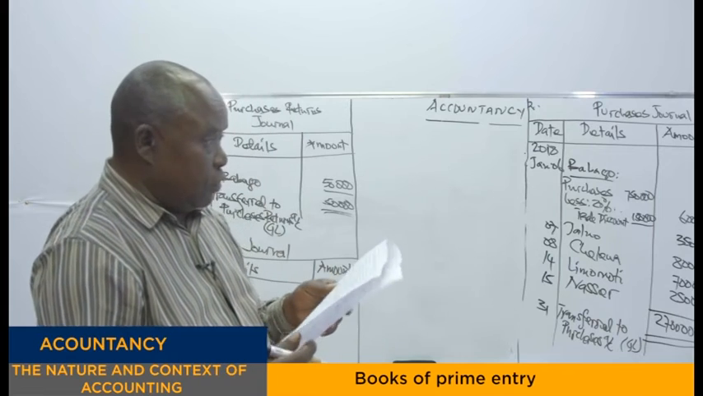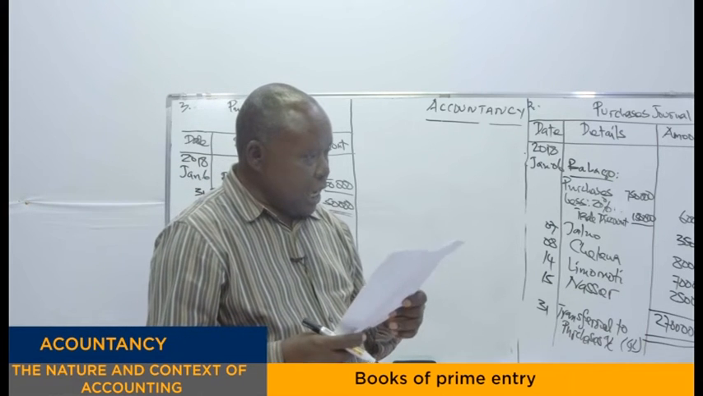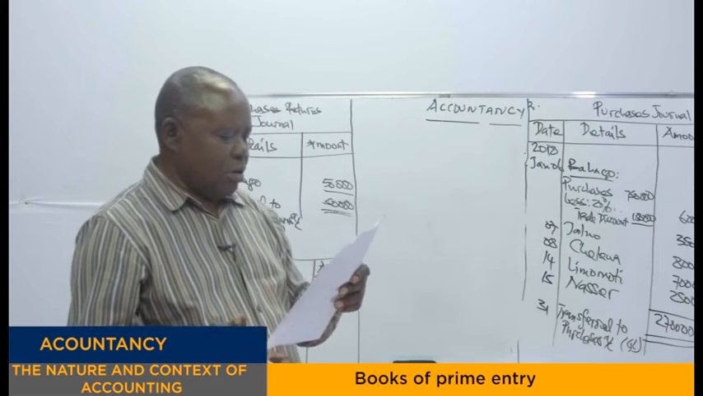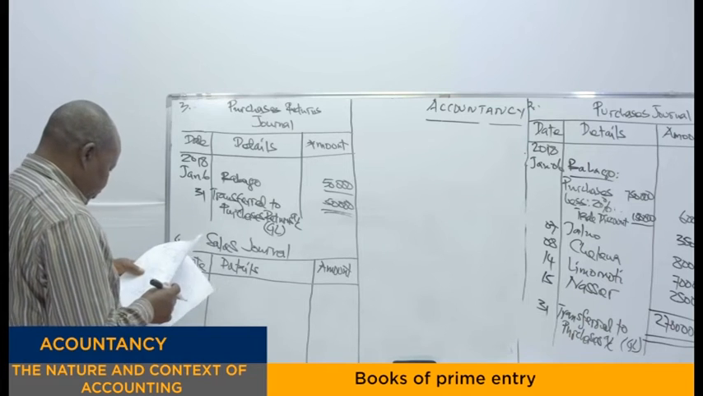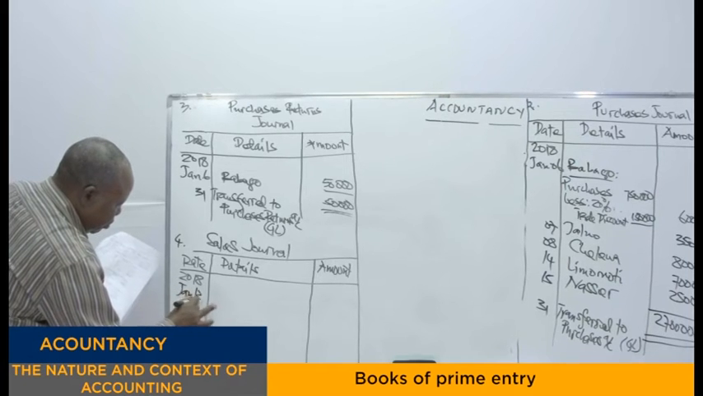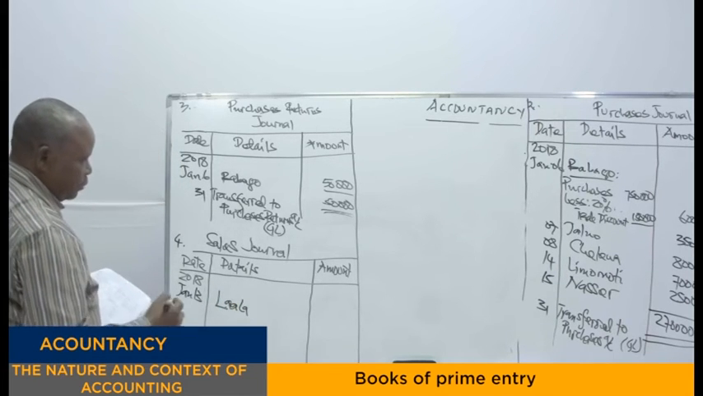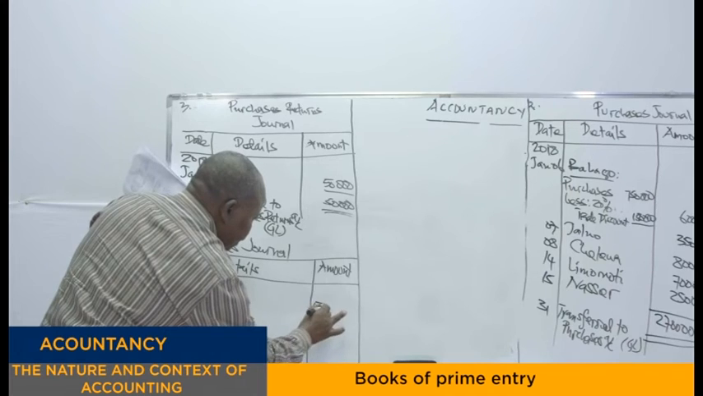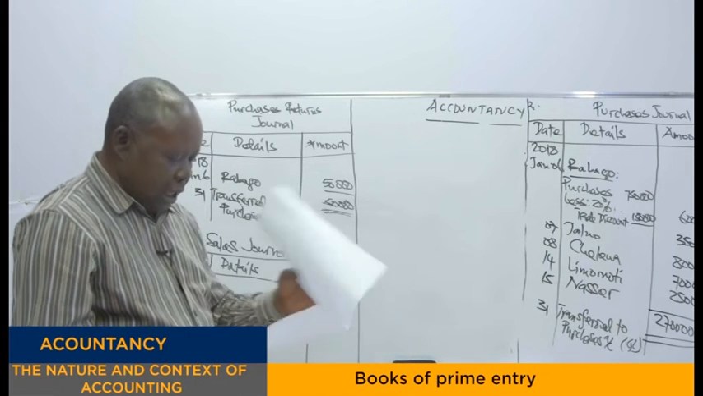So on 13th of January, we sold goods on credit to La Ala, Tanzania shillings 575,000. We sold goods, no trade discount. So we just write here the date, that is January 13, La Ala. Now, La Ala, of course, will go to the debtors. The amount is 575,000.